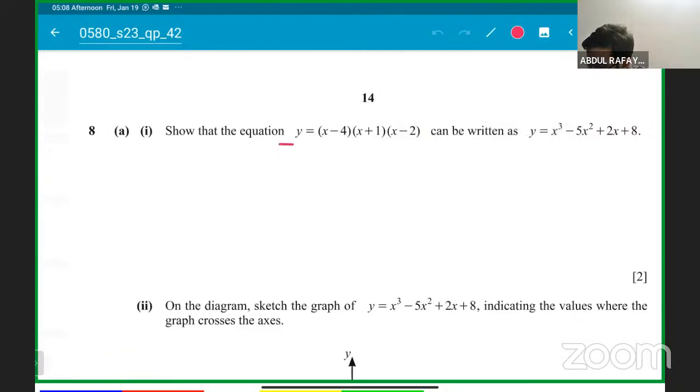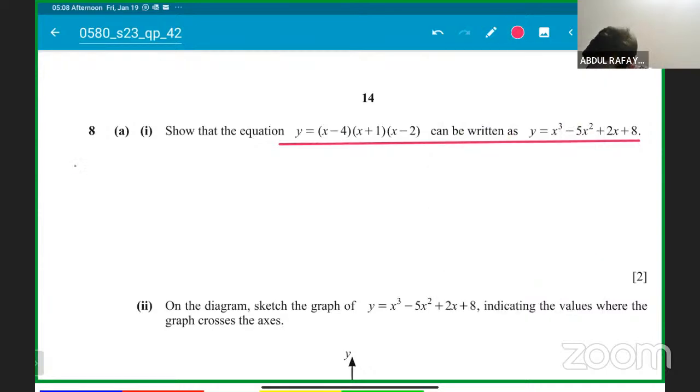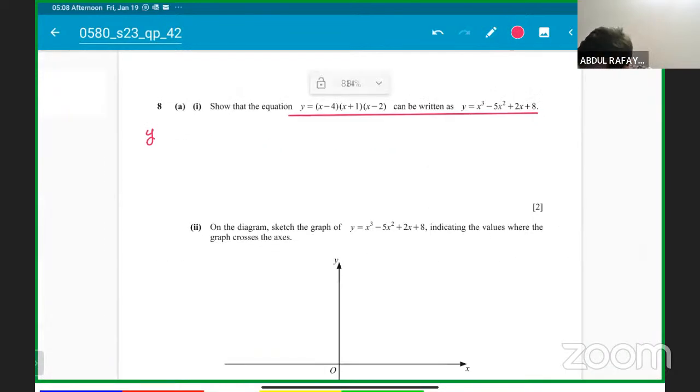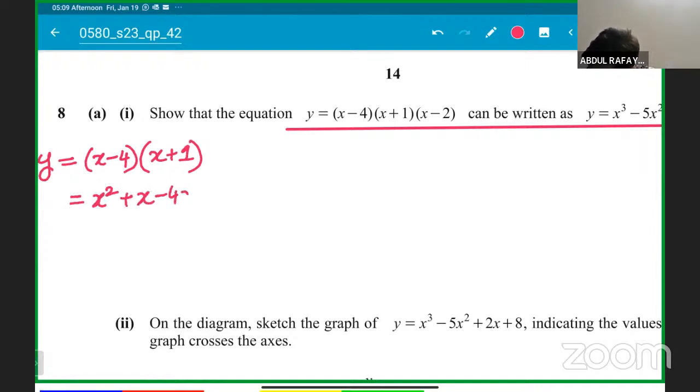Okay, so we have to show that this equation can be written as this thing. So very simple. Make sure nobody makes mistakes in these simple things. Just multiply. Okay, first multiply the 2 of them: x minus 4 into x plus 1. It will be x square plus x minus 4x minus 4. So it will be x square minus 3x minus 4. Once you get this, multiply this with the last one, that is x minus 2. Everyone getting it, guys? Then you can prove it and show it to the examiner.